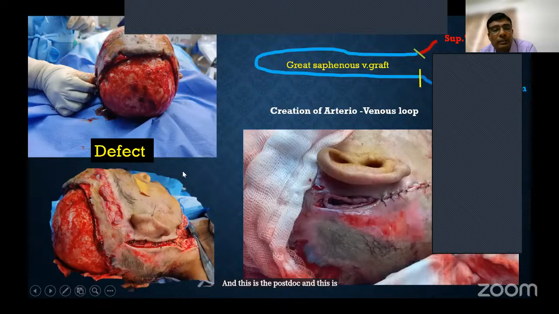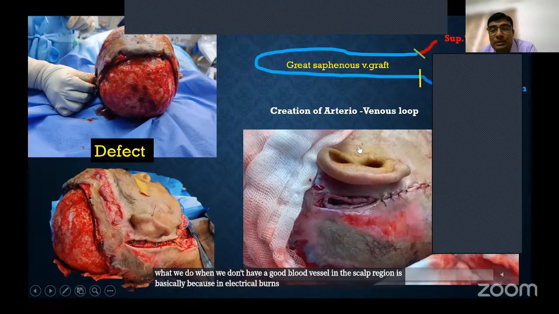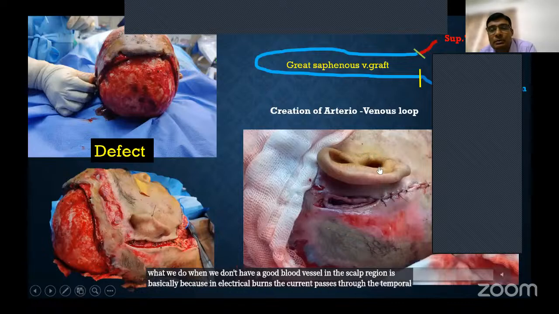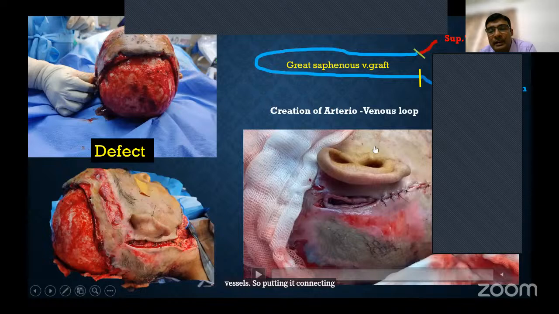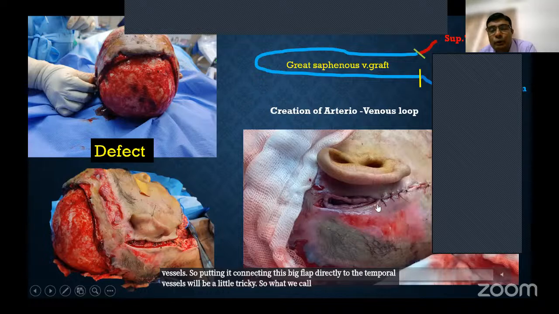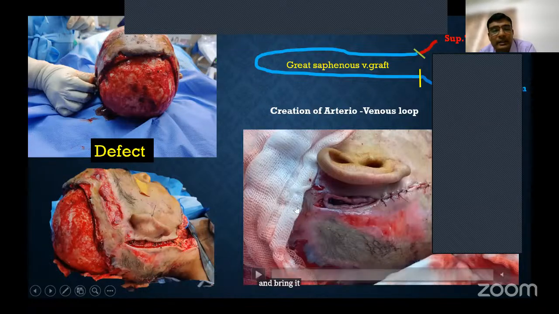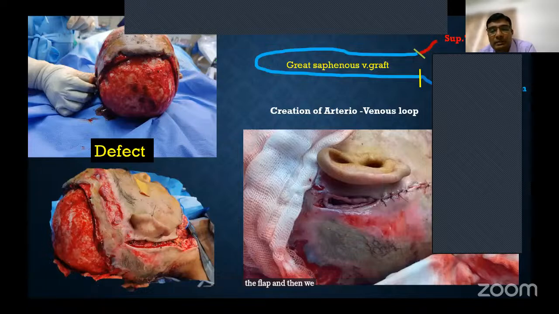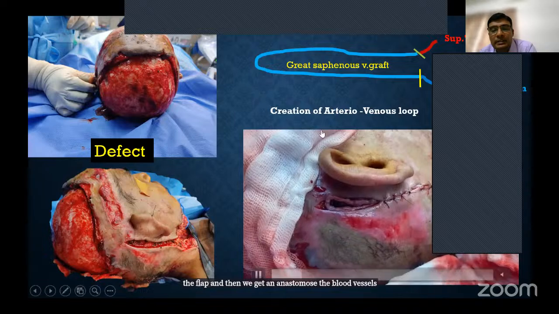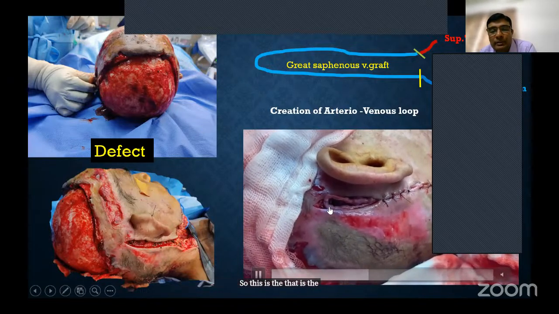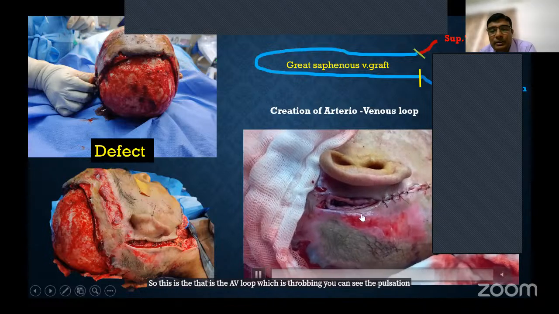What we do when we don't have a good blood vessel in the scalp region, basically because in electrical burns the current passes through the temporal vessels, is this: connecting such a big flap directly to the temporal vessels will be a little tricky. So what we call an AV loop, arteriovenous loop, is what we create with the vein graft and bring close to the defect, and then connect this to the flap, and then we anastomose the blood vessels. So this is the AV loop, which is throbbing. You can see the pulsation, which is connected to the neck.